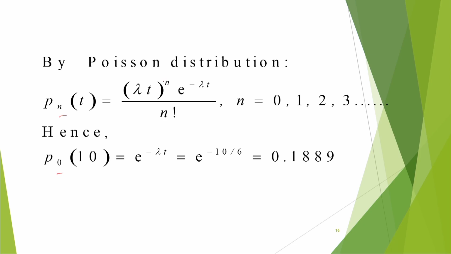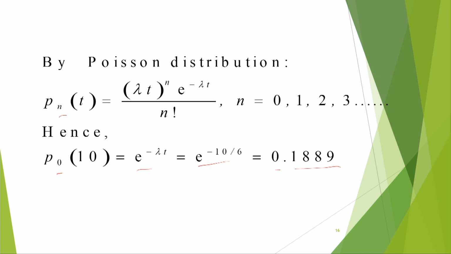So, P 0, so lambda t to the power 0 is 1 and factorial 0 is 1. So, you simply get e to the minus lambda t. Here you get e to the minus 10 by this 1.1889. So, basically you get the same thing: exponential distribution and Poisson distribution are two ways of saying the same thing. Of course, there we talk about inter-arrival time, which is a continuous variable, here we have discrete variables, but you are getting the same answer. So, this is how you have done it.